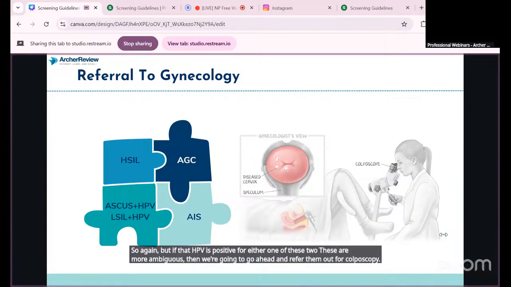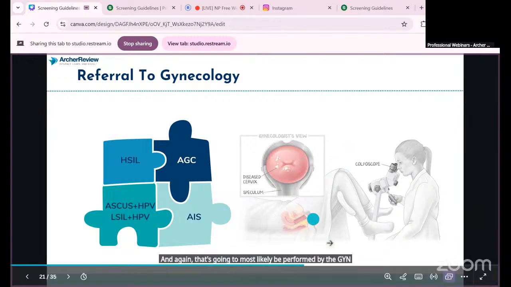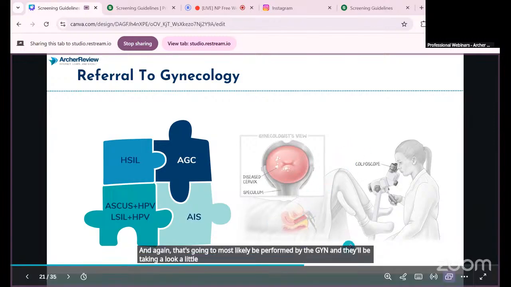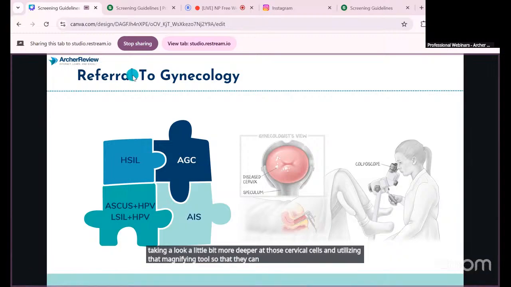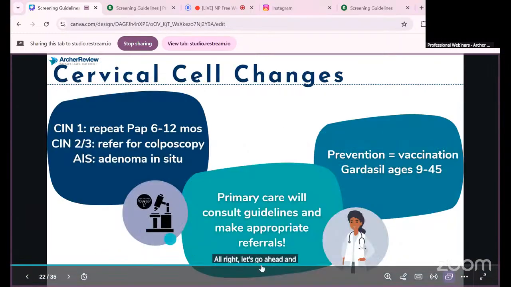And again, that's most likely going to be performed by the GYN, and they'll be taking a deeper look at those cervical cells and utilizing that magnifying tool so that they can initiate prompt treatment for that patient. All right, let's go ahead and talk about the histology, since we talked about the cytology pretty well.